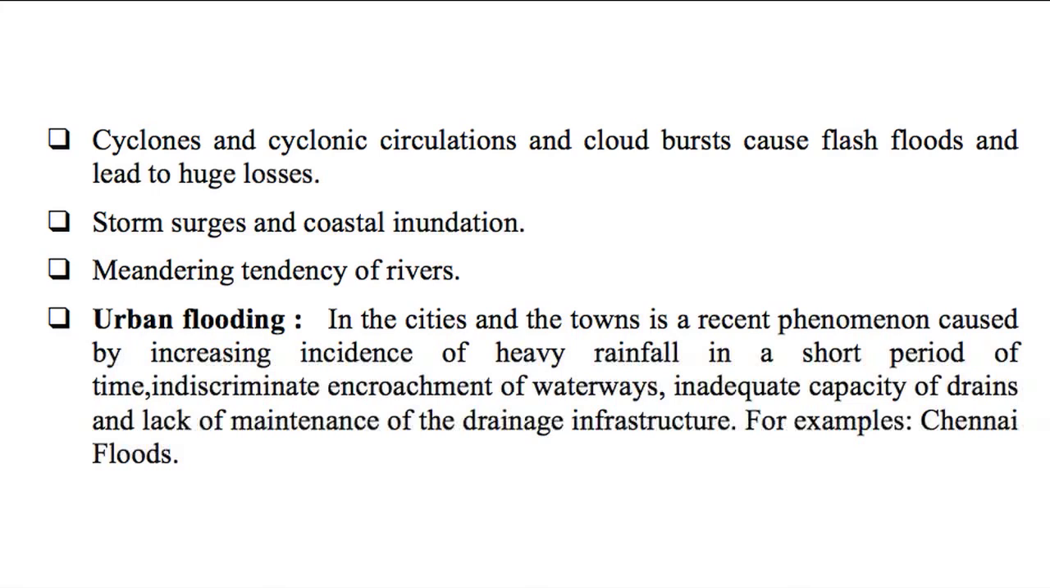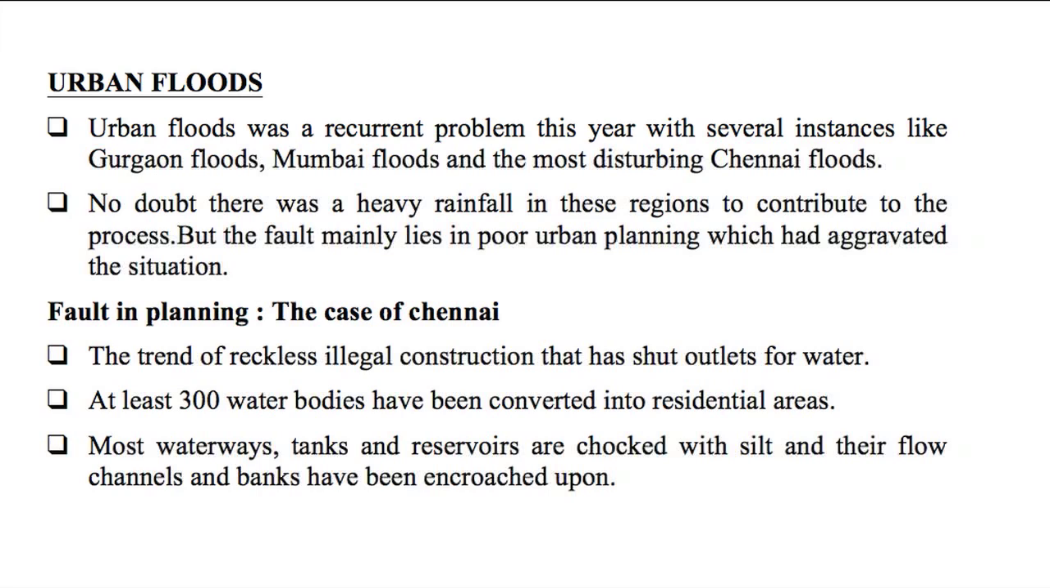In cities and towns, flooding is a recent phenomenon caused by increasing incidence of heavy rainfall in a short period of time, indiscriminate encroachment of waterways, inadequate capacity of drains, and lack of maintenance of the drainage infrastructure. For example, the Chennai floods. Urban floods were a recurrent problem this year, with several instances like the Gurgaon floods, Mumbai floods, and the most disturbing, Chennai floods. No doubt there was heavy rainfall in these regions to contribute to the process, but the fault mainly lies in poor urban planning, which had aggravated the situation.